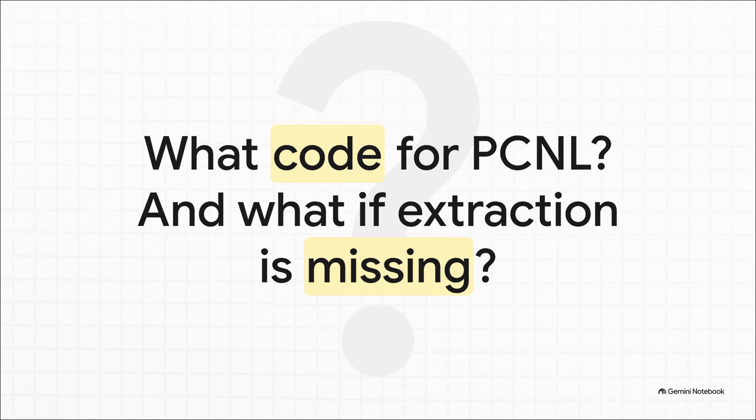Okay, let's combine our final 2 high-level exam challenges. First question, what code family do we use for a massive staghorn calculus that requires a percutaneous tract for removal? And second, here is the ultimate real-world problem. What do you do if the op note says the stone was fragmented, but it completely misses any details on whether it was actually extracted?